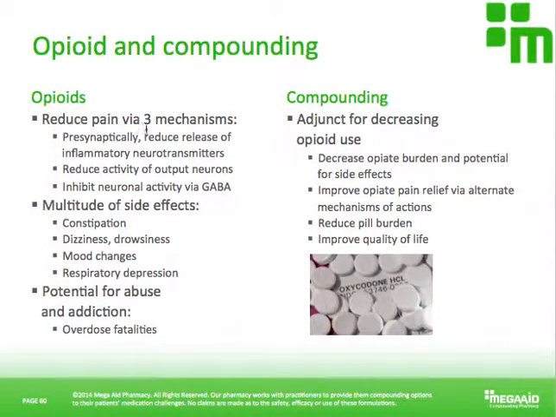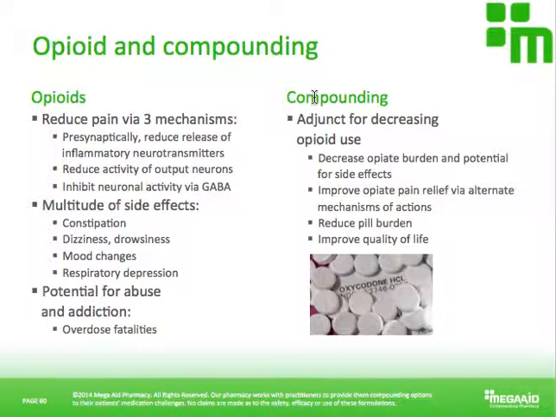But because they're so effective for relieving pain, there's no denying that they're going to be used, meaning you can't just imagine that somebody who is in severe pain won't be placed on an opioid, or that somebody who is a clinically appropriate candidate for an opioid should be denied one. What we can think about is using compounding as an adjunct method or tool for decreasing opioid use.